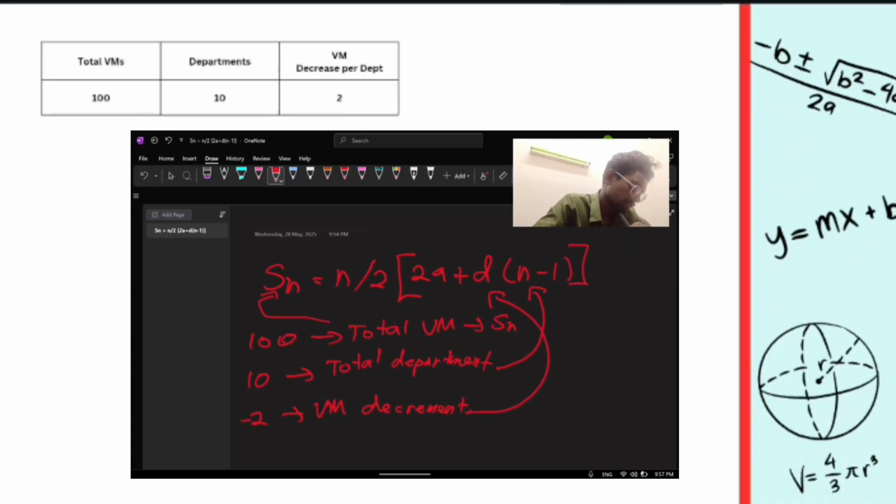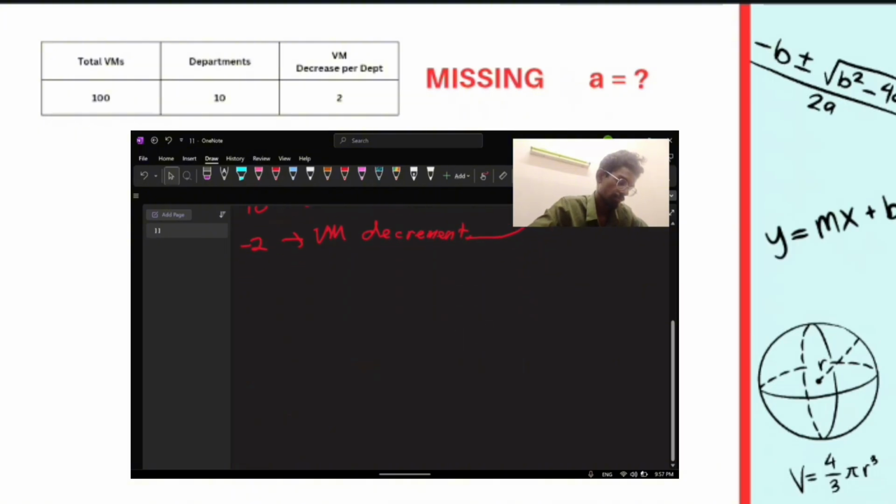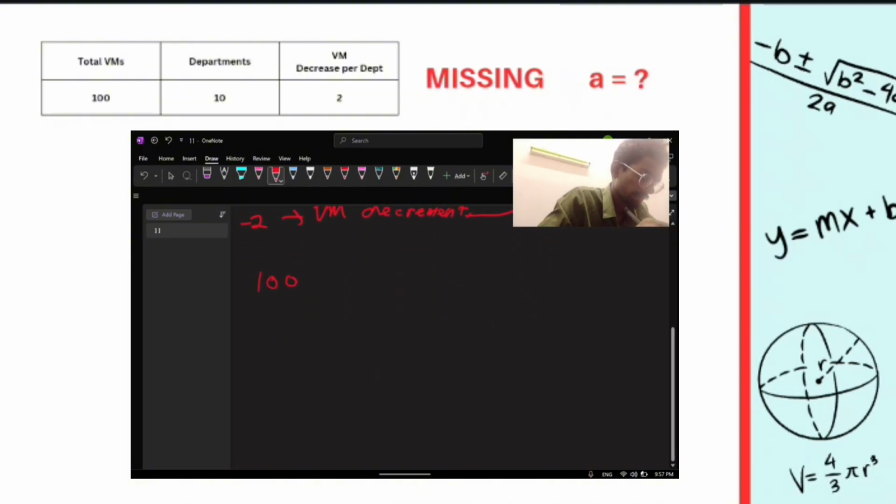Now we already have the values for d and the sum. All we need to do is to find the value of a, which is not mentioned in the question. So now we're going to substitute all these numbers inside this formula. Let's write down the formula again. So our Sn is 100 equals n, which is 10, divided by 2, multiplied by 2a plus d, which is negative 2, multiplied by n, which is 10, minus 1.